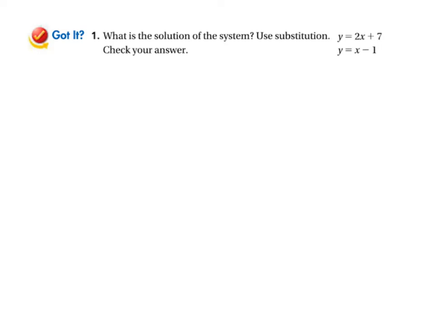So try this got it problem. You will see here that we do have an equation solved for y, so it should be easy to substitute what y is equal to into where y is in the other equation. Try it now. We'll come back with the solution.